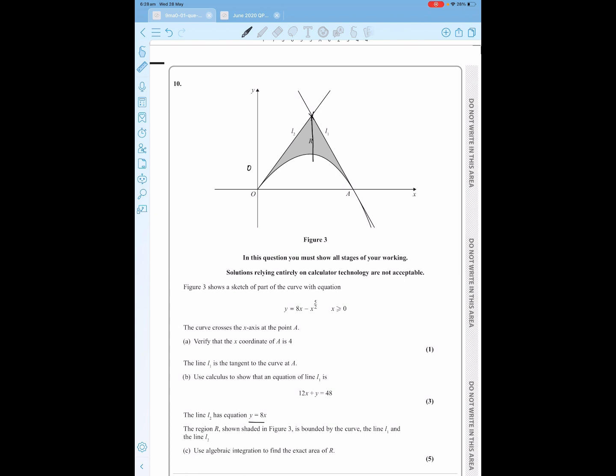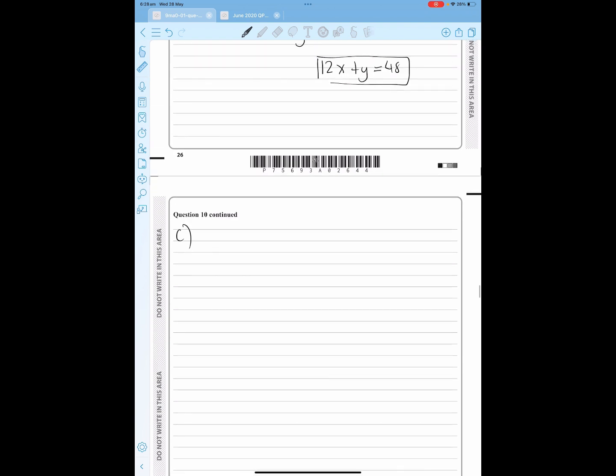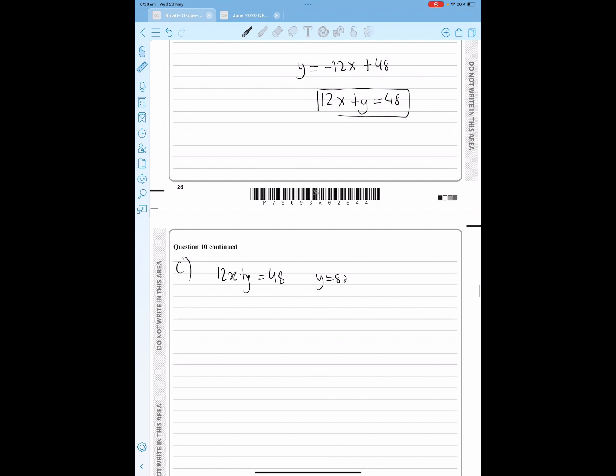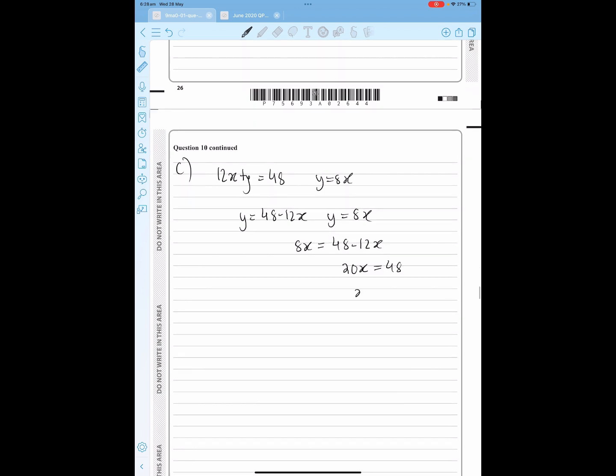We need this height and we know this base, which is OA, which was 4. So let's find that height. That's when these L2 and L1 intersect. So 12x plus y equals 48, and y equals 8x. So y equals 48 minus 12x, y equals 8x. 8x equals 48 minus 12x. 20x equals 48. x equals 48 over 20, which is 12 over 5.